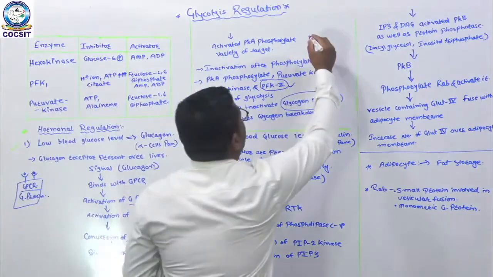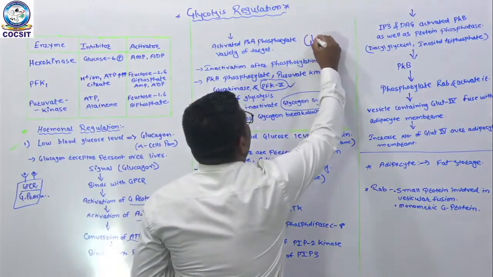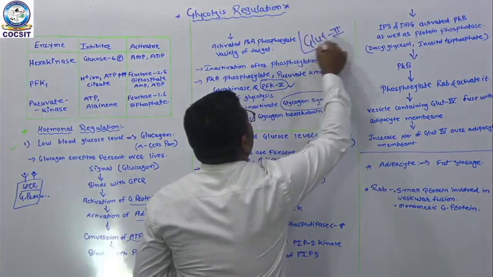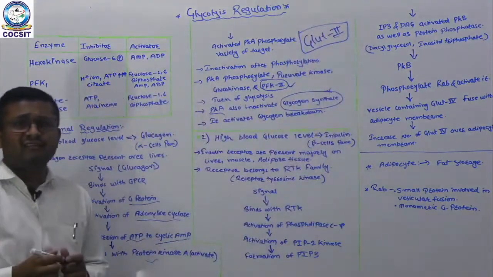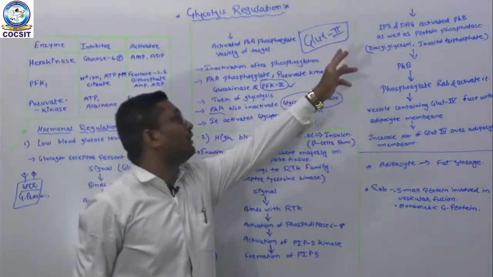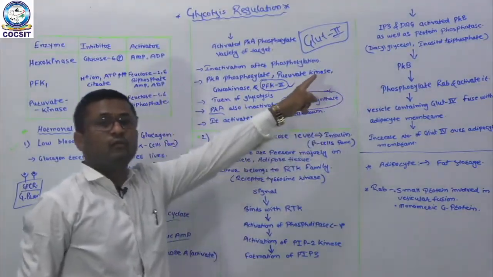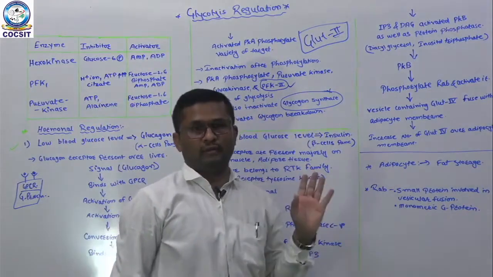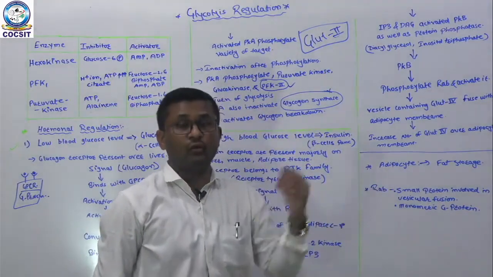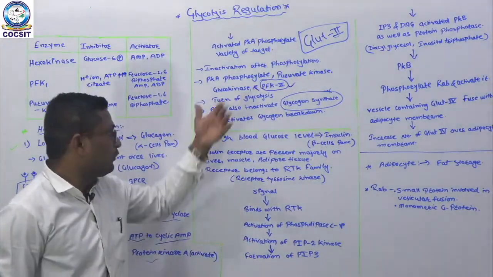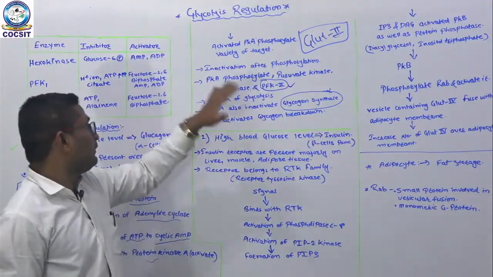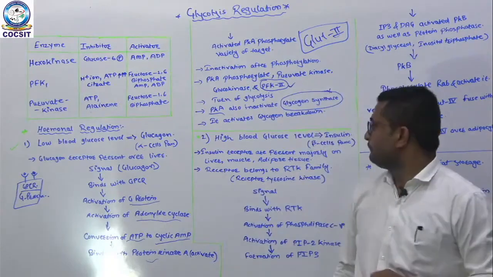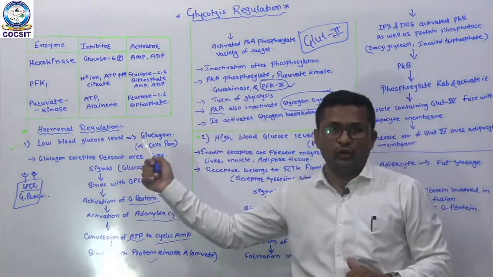Here I will write it. See, GLUT2. This glucose transporter, the GLUT2 transporter, is involved in the transport of glucose from liver to blood. That means the liver will now release glucose into the blood when gluconeogenesis is completed. This is the impact of glucagon on glycolysis. Okay, I think this must be clear to all of you now.